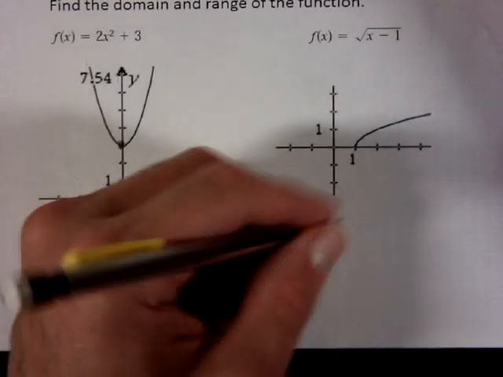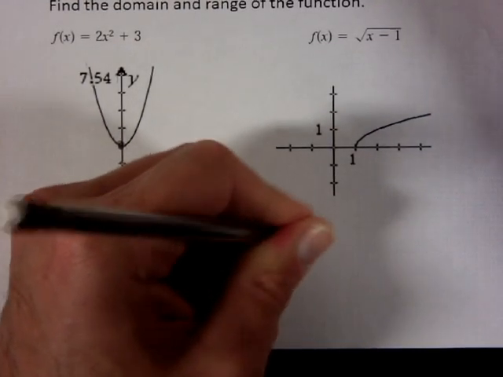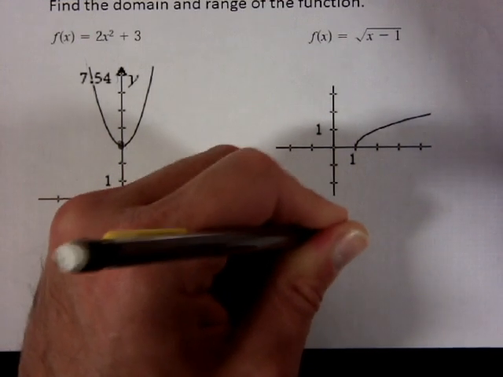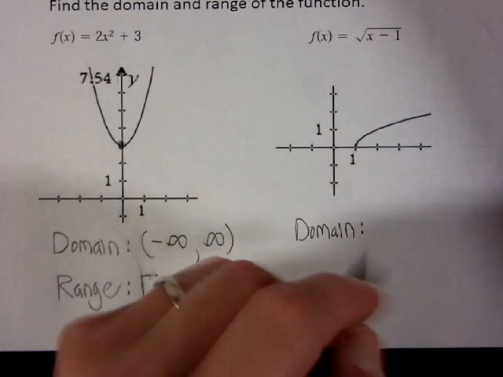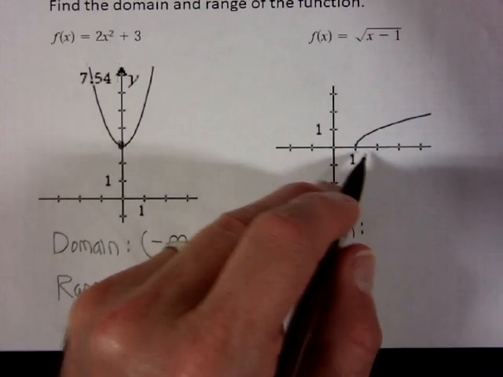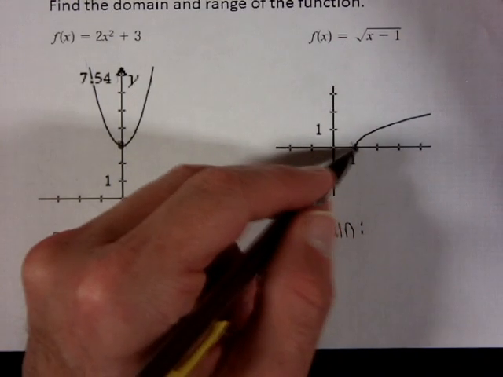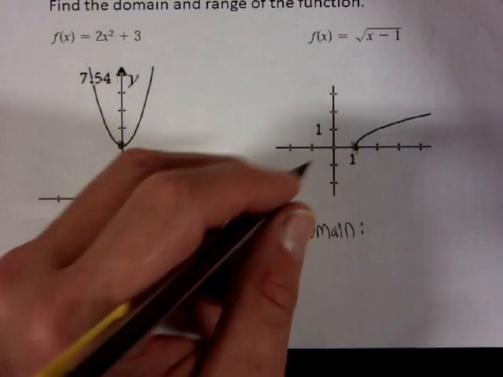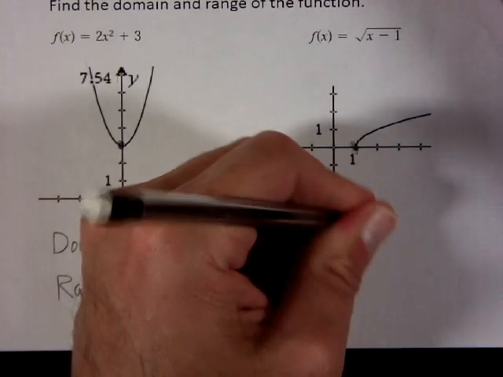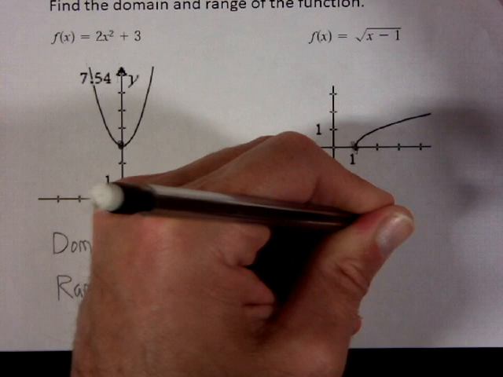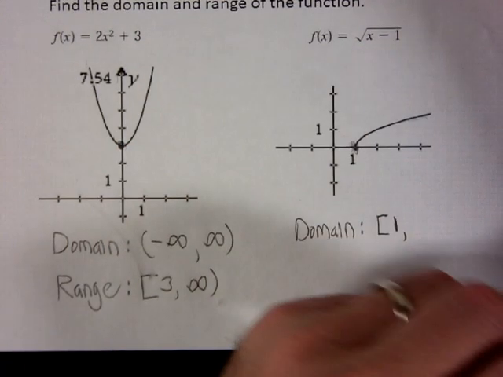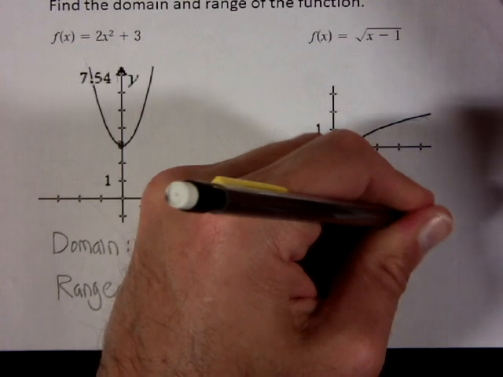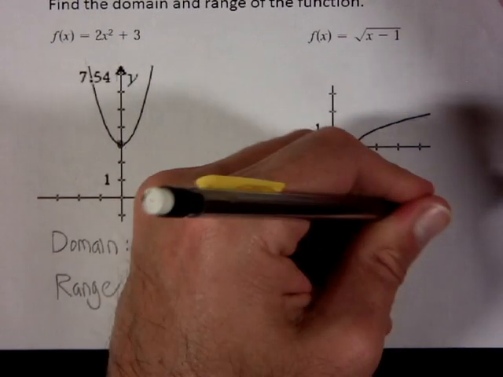So domain. The domain here, when we're talking about the lower bound on the x values, this is the lower bound here at 1. Again, it does include 1. And my upper bound, there is no limit, so that's positive infinity. And then there's your domain.